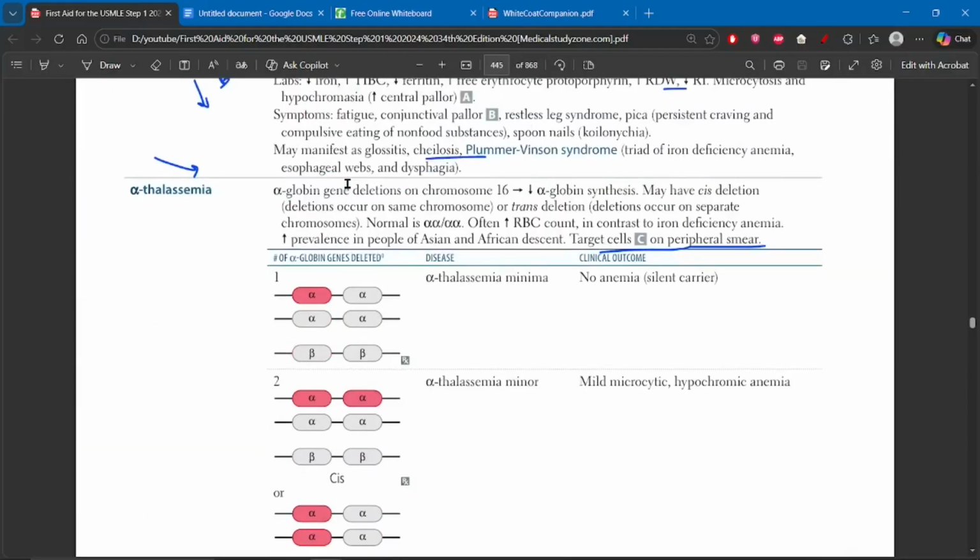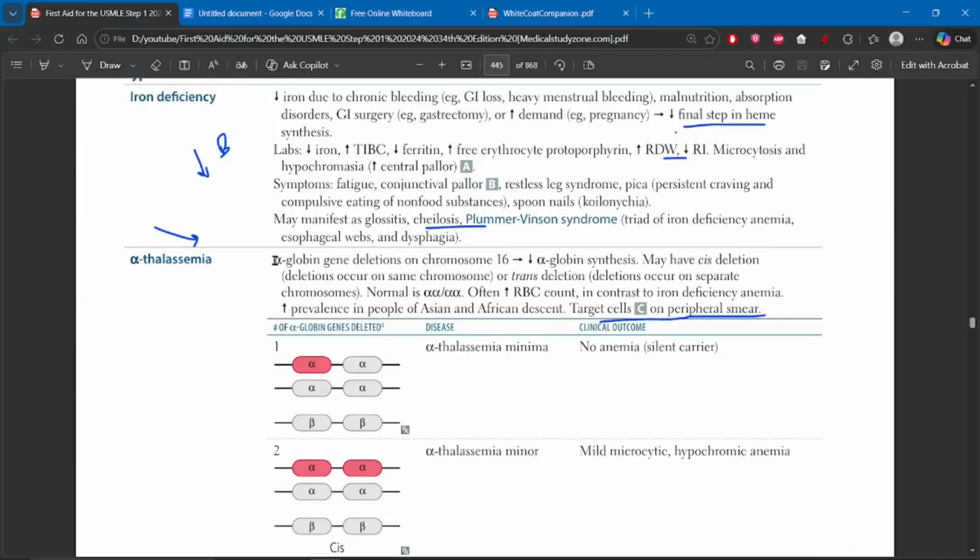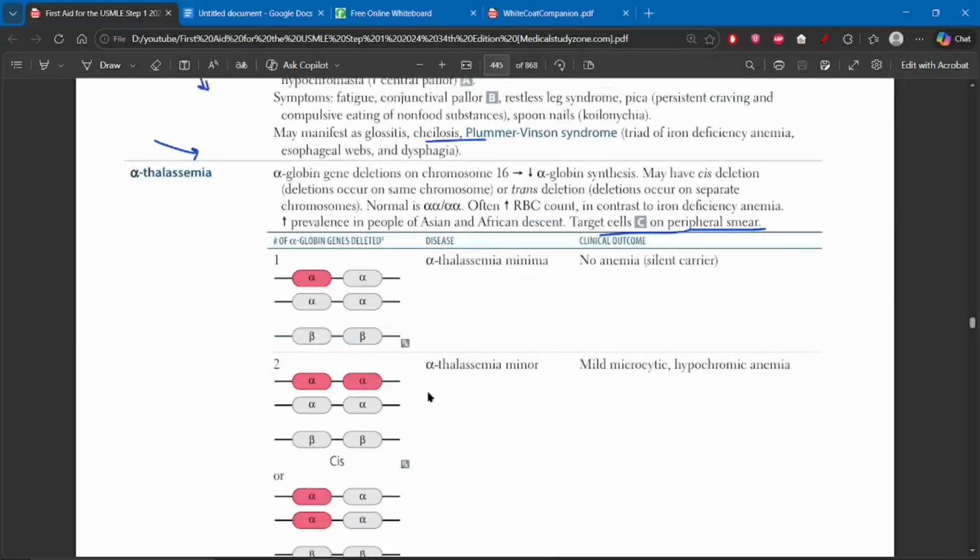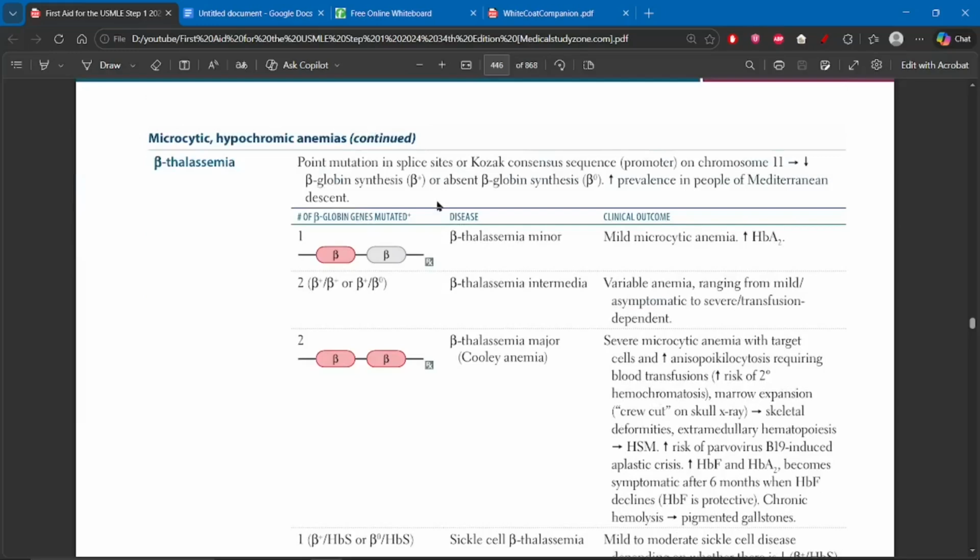Now, in alpha thalassemias, we understood that it was due to gene deletion, but there is some difference in beta thalassemia's case, which is due to point mutation. So you need to keep in mind that the most important differentiating point is that beta thalassemia occurs due to point mutations, and alpha thalassemia occurs due to deletion. This is something you must keep in mind.